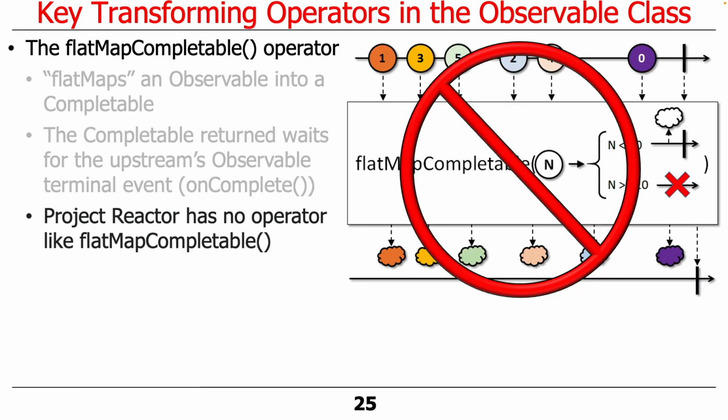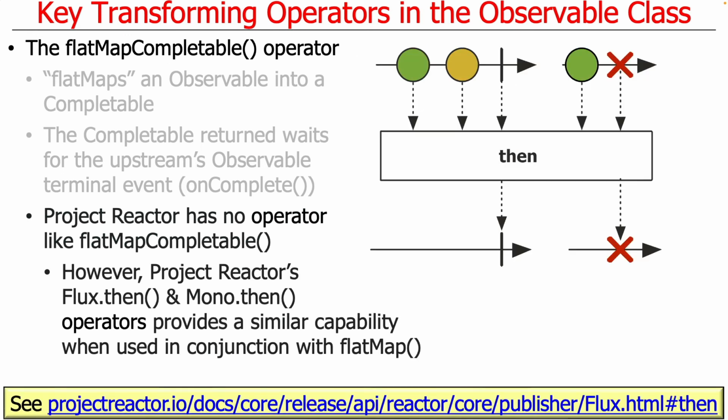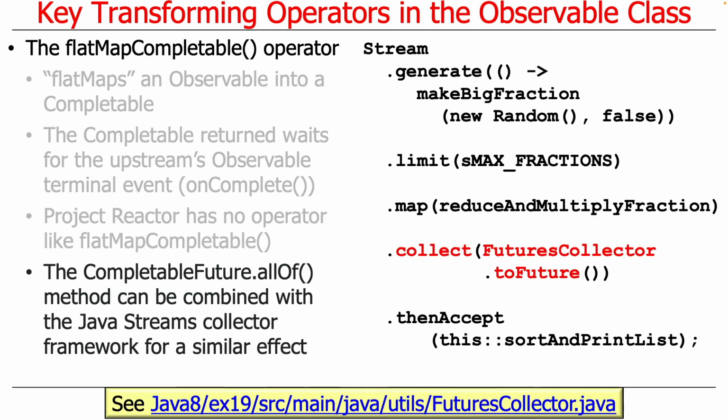Oddly enough, Project Reactor has no operator like flatMapCompletable. However, if you really put your mind to it, you can use Project Reactor's Flux then and Mono then operators to give you a similar capability that can be used in conjunction with flatMap. So it's not quite the same as having a flatMapCompletable, and there is no completable type in Project Reactor, but you can get something very similar. And we use that in our Project Reactor implementation of the async task barrier.